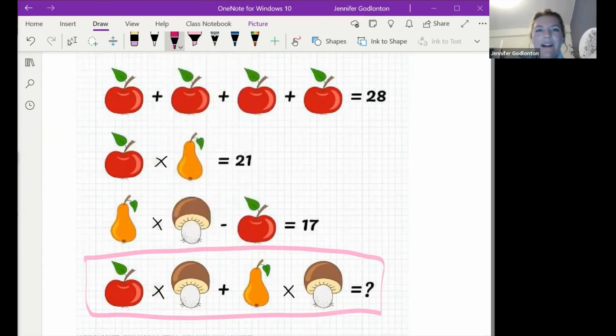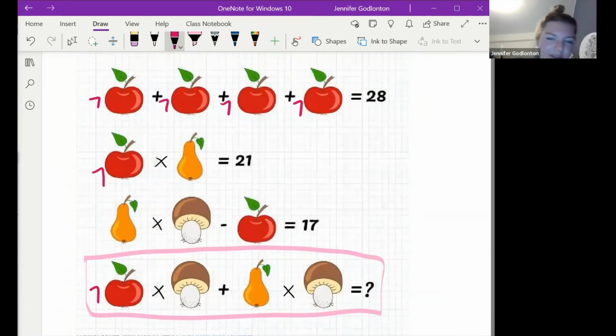Don't worry, I don't spend a lot of time explaining how because we're going to get back to our algebra, but I'm just going to talk you through what we did here. So there are 4 apples that equal 28, which means each apple must be 7. So lots of people got to the fact that an apple is 7. So 7 times something is 21, which means our butternut must be 3.